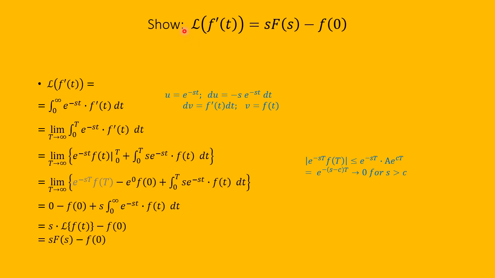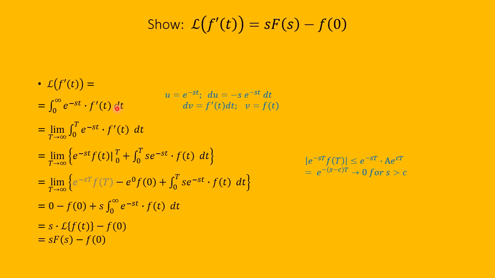So let's show why the formula for the first derivative holds. The Laplace transform of f prime of t equals s capital F of s minus little f of 0. Okay, well, let's start with the Laplace transform of f prime of t, and let's just use the definition of the Laplace transform. So it's equal to the integral from 0 to infinity of e to the minus st times this function f prime of t dt.